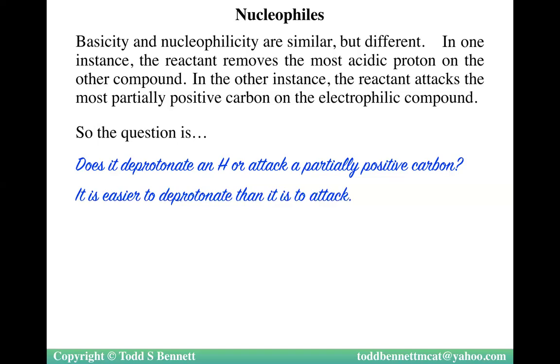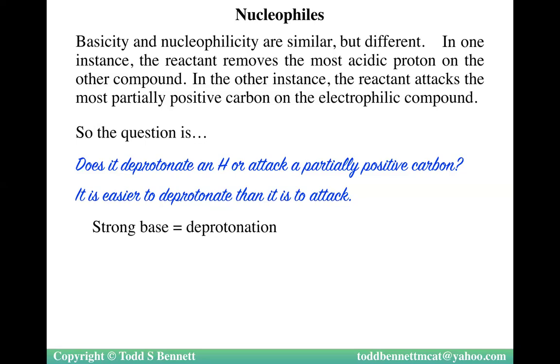Deprotonation is the easier thing to do. It's a lighter atom; you can pick up an H. It's much easier to pick up a tiny little H and go with it than it is to push your way onto a carbon and create a whole series of formed and broken bonds, at the very least two. So strong bases will deprotonate. If you add something like ethoxide or hydroxide, there's a good probability, depending on the compound, that it will deprotonate it.